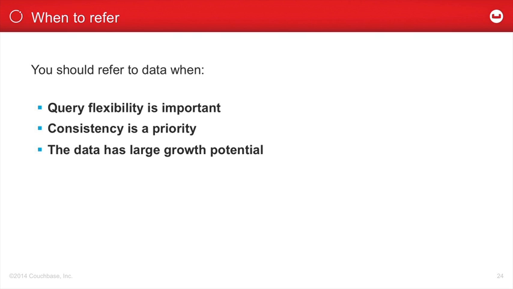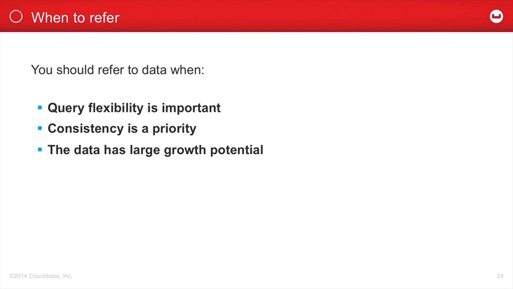Well, actually, I would say that by default, you would probably usually refer to data in Couchbase. I'll show you an example in a moment, but basically you would refer when query flexibility is important. Having data embedded in lots of documents makes it harder to do queries on that data, because you're finding it within another data structure, and also you lose some of the context. So it's harder to say, give me this person's address if it's only ever stored in order files.